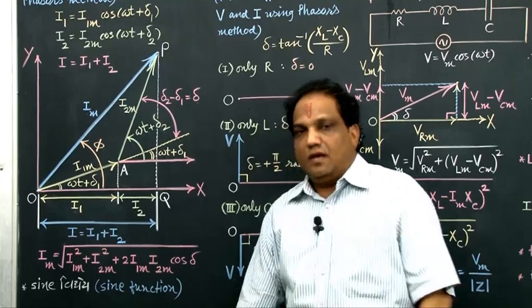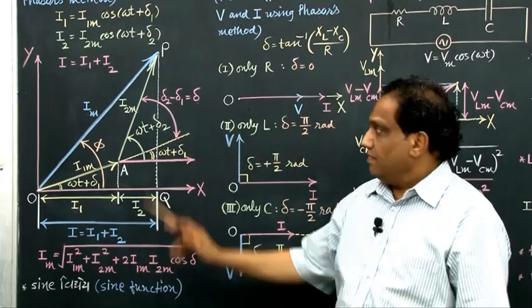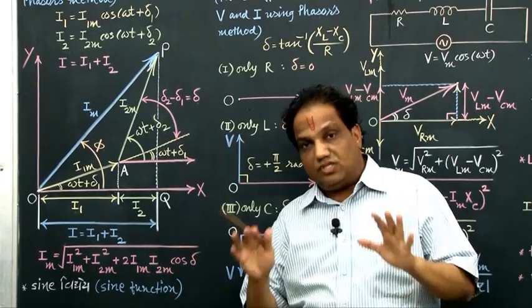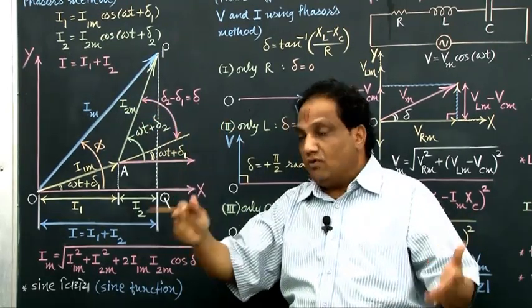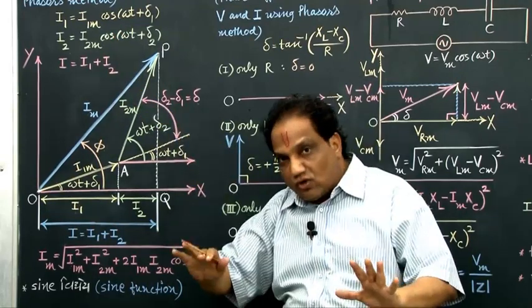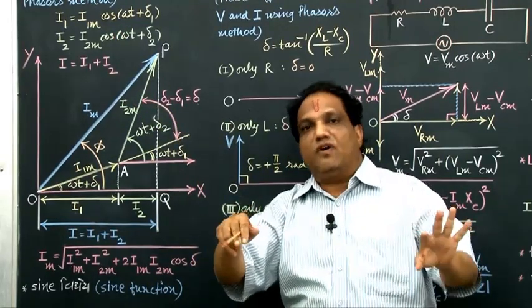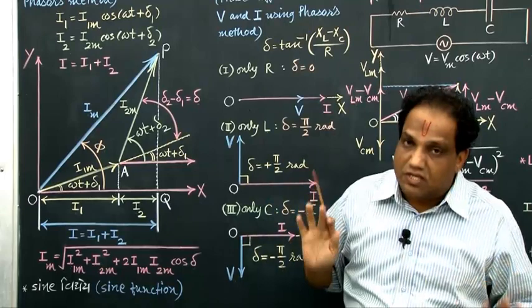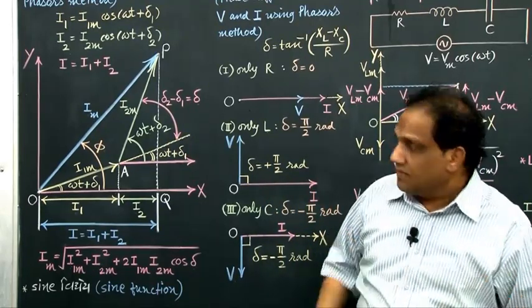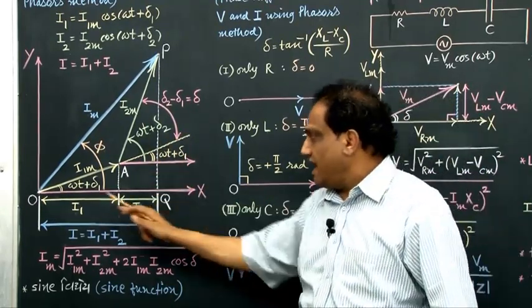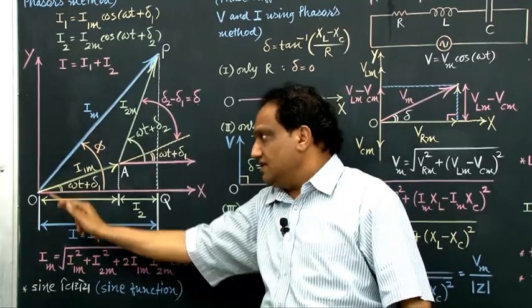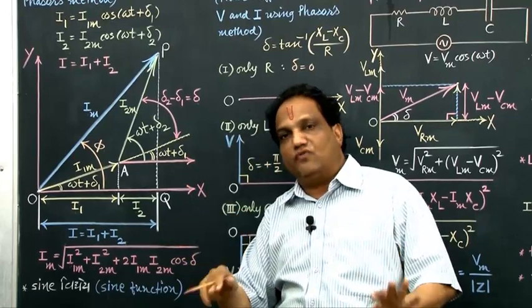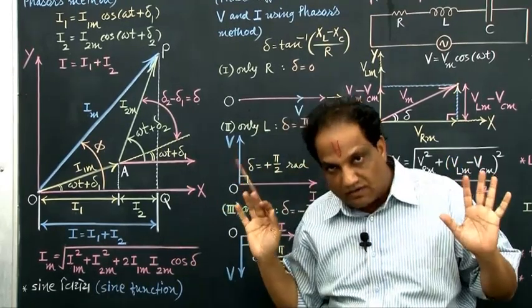Correct? My dears, it is not necessary that this phasors method is useful only for cosine functions. You may have a sine function here. Then also the resultant function can be found using this phasors method. The only difference at that time, instead of taking components on the x-axis, you should take components on the y-axis. Correct? There also the phasors method is applicable. Fine.